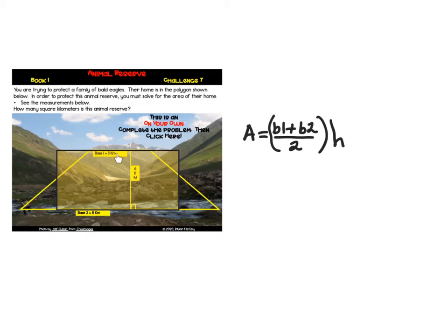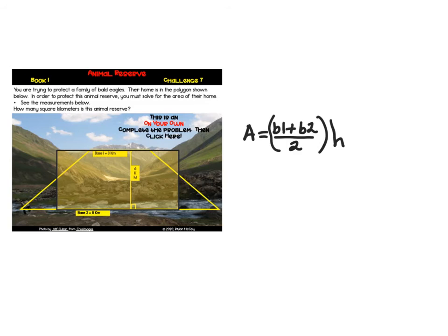I took the bottom, base 1, plus base 2, and then I divided by 2 to find the average, right? And then I've got my base times height, which is just really my height. So let's go ahead and do this first step here and start to plug in the numbers.